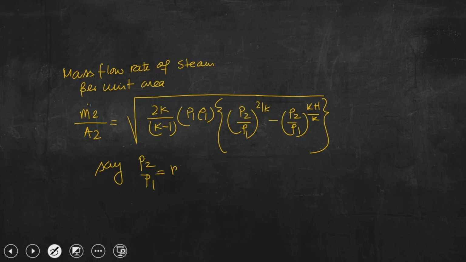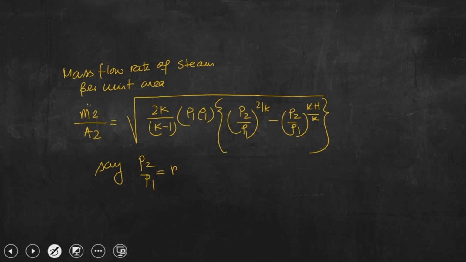So, we try to find out the maximum value of m dot 2 by A2. The pressure ratio for which the mass flow rate per unit area should be maximum, as I told you, if mass flow rate per unit area is maximum, mass flow rate will be maximum because area is remaining constant. To get the maximum value of this quantity for a particular value of P2 by P1, we need to find out the maximum value of the quantity which is there in the bracket under root.